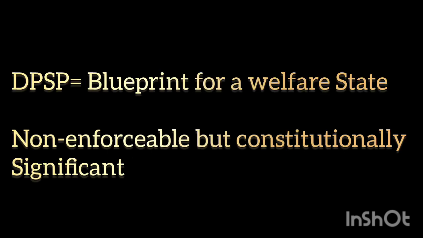Let's wrap up. Learn all Articles 36 to 51. Know the three categories: Socialist, Gandhian, Liberal. Study 4 to 5 landmark cases. Understand real life implementation. Remember, they guide the government but don't give you a personal right. Exam tip: when in doubt, write that DPSPs represent the spirit of the Constitution and guide the state's policy making.